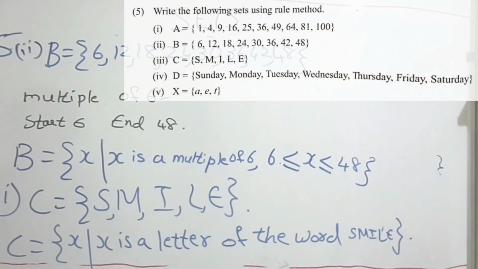And last, fifth, X is equal to A, comma, E, comma, T. What are they? They are also letters of some word. Which word do they form? They can form A-T-E. Eat, E-A-T, you can also form. So you can write down any of those. X is equal to x such that x is a letter of the word ate or eat or whatever. Anything you can write. So fourth and fifth are homework.